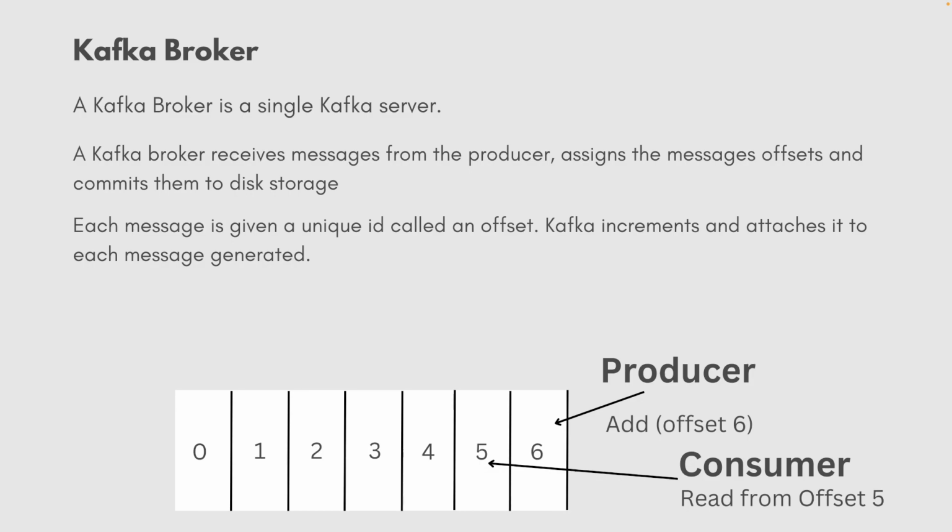So that's the important reason for giving messages an offset, because first it makes each message unique, but it also shows where exactly the consumer can read from or consume the message from within the topic or the queue.